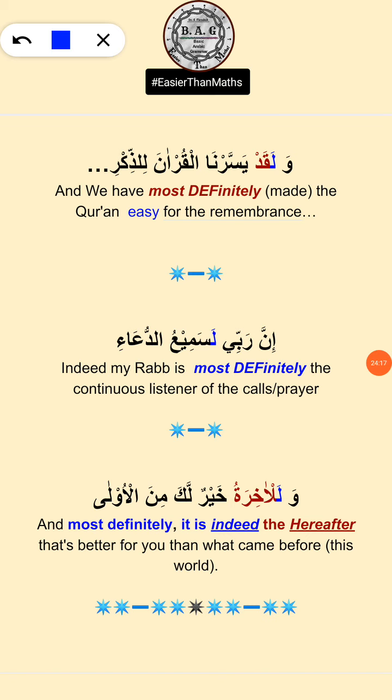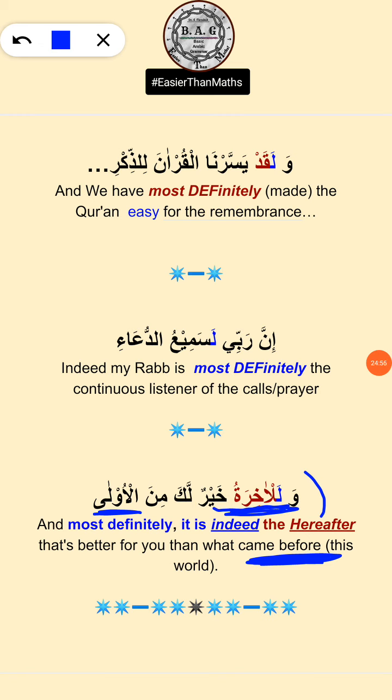Okay. Next, we've got this one. Walal akhiratu khairul laka min al-ula. Alright, so simply how you're going to feel it to understand it: indeed, most definitely, it is the hereafter that is better for you than what came before. And by this, it is meant this world. Okay? So, ula means the one that came before. Okay, the former ones. So indeed, most definitely, it is the akhirah, the hereafter, that is better for you.